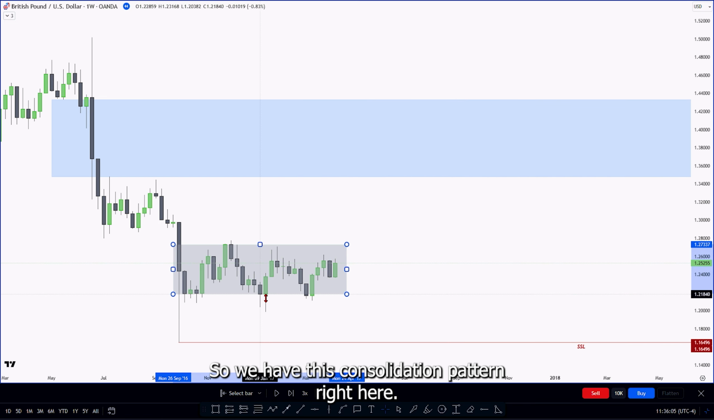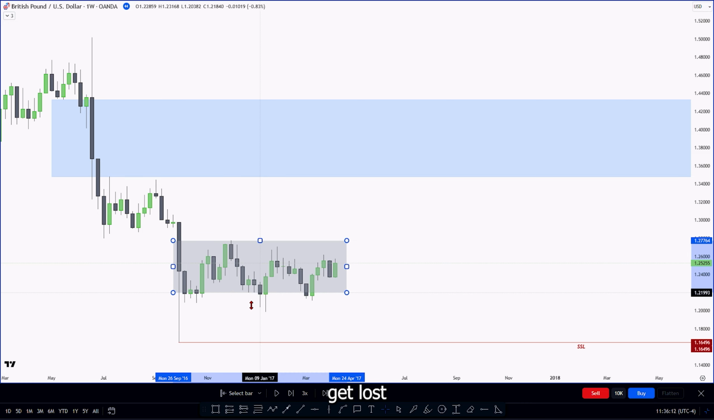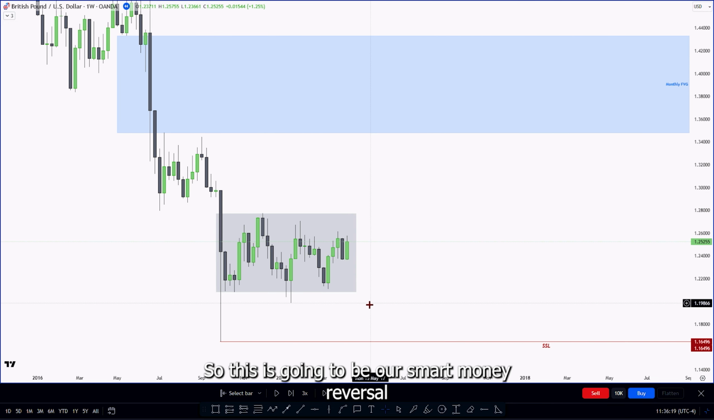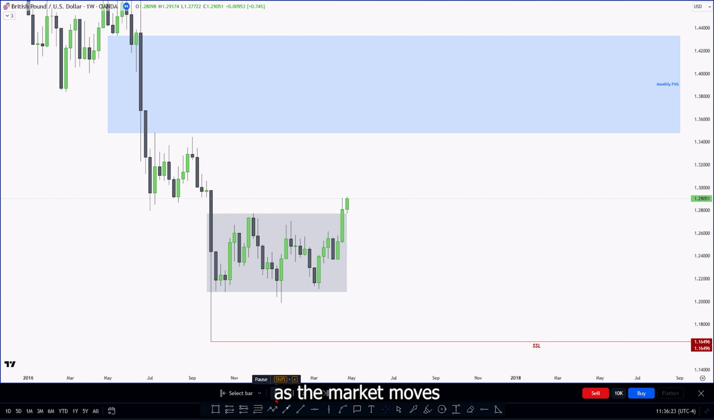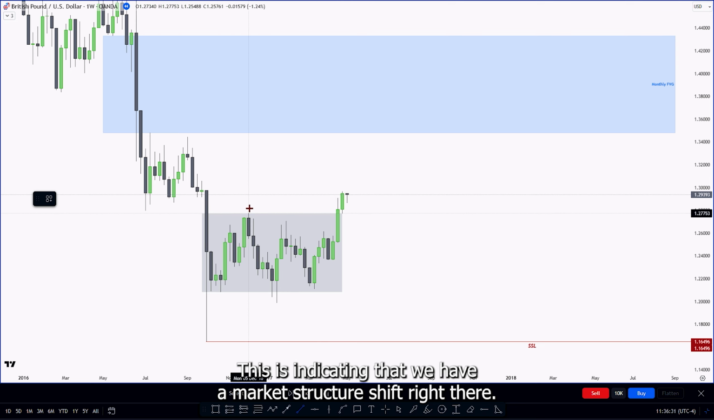So we have this consolidation pattern right here. Just want to make it clear and simple so you guys don't get lost. So this is going to be our smart money reversal. As the market moves, we see we have our first FVG taking out all these external range highs right there. This is indicating that we have a market structure shift right there.